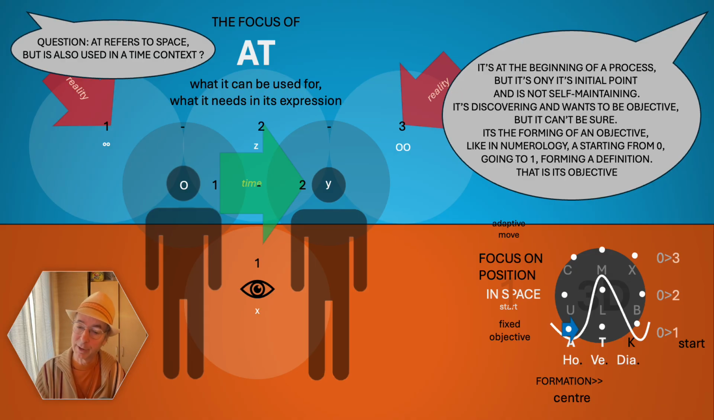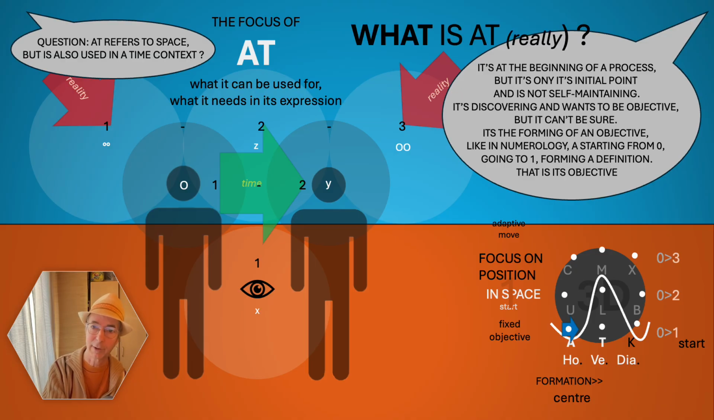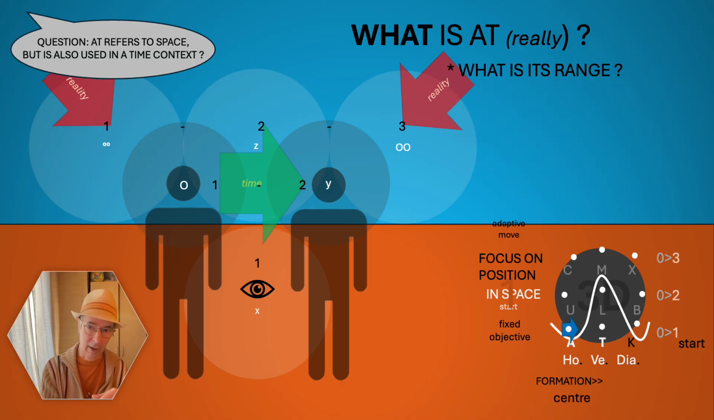And that's its objective. So we have an objective that we want to go towards, a definition. That's already one thing that you can derive from it. So what is "at" really, and what is it referring to? We will define it even better at that point. Let's find out also what its range is.